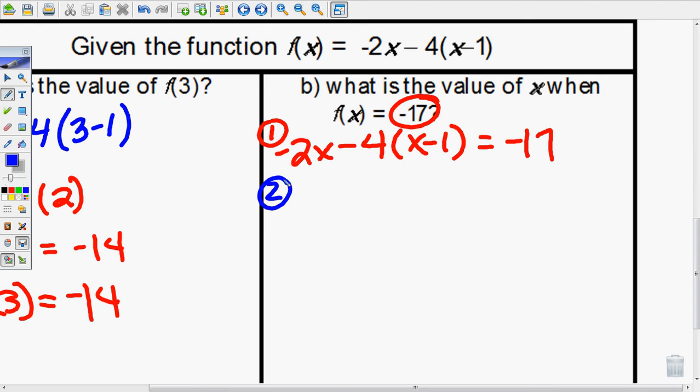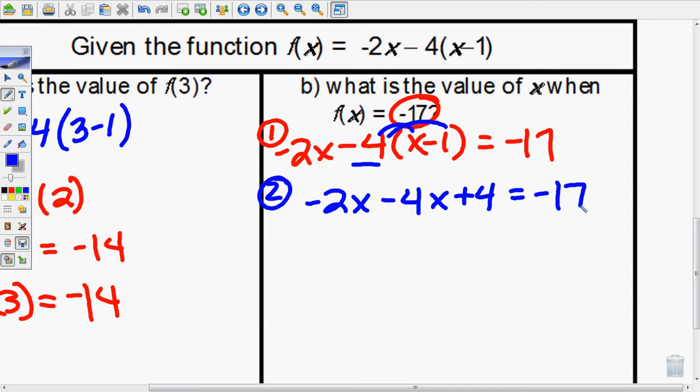So I simplify. How do I get rid of my parentheses? What's the D word? Distribute. So I get negative 2x minus 4x plus 4 equals negative 17, because a negative times a negative is a positive. So negative 4 times negative 1 equals positive 4. Then I combine like terms.